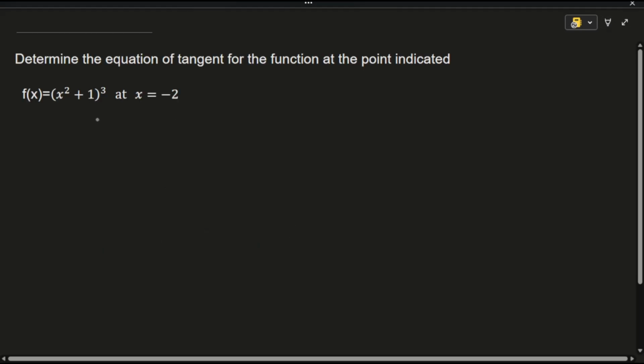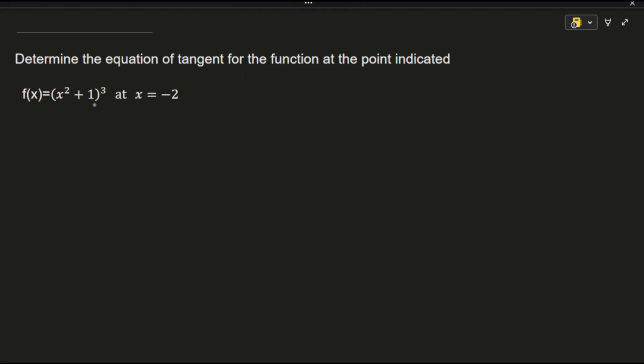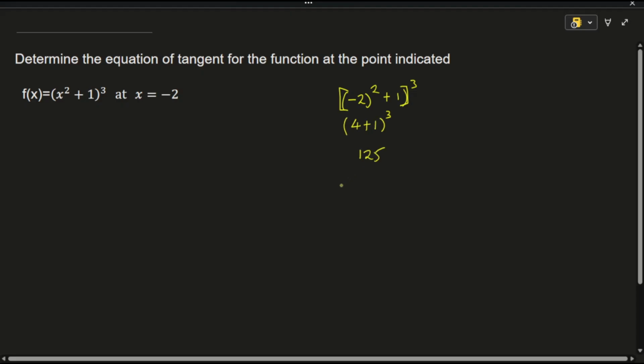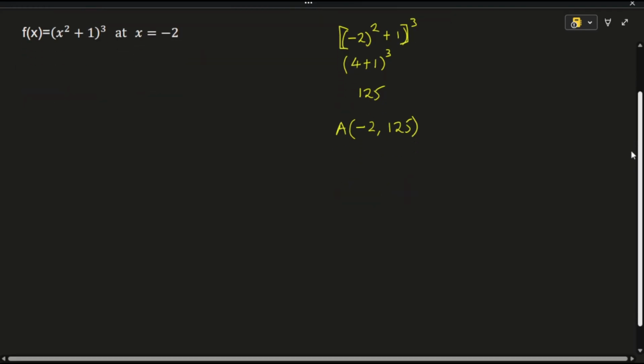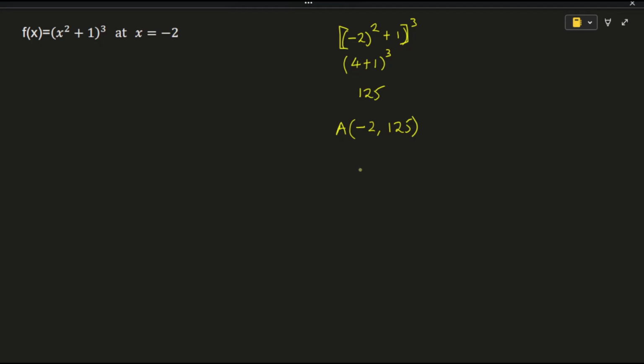Now, let's look at this question too that requires of us to determine the equation of the tangent for the function f of x, x squared plus 1 all cubed at the point where x is equal to minus 2. Now, let's find the coordinates of this point. Let's substitute x is equal to minus 2 in this expression. We're going to get so our point of interest, say A, is minus 2, 125.